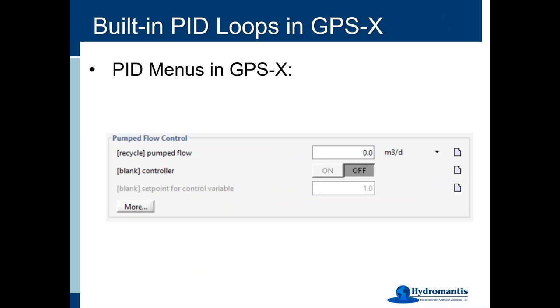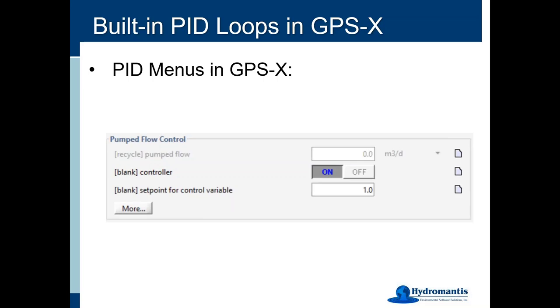So you'll note that once you are looking at that, if I have the controller off, so this is the off button, you'll notice that I can just set that pump flow directly. I can type in whatever number of meters cubed per day I want to pump out of this particular unit. If I turn on the controller, now the control loop is going to be setting that pump flow rate. So you'll notice we've now deactivated that menu, and then you set the set point for that particular control variable.